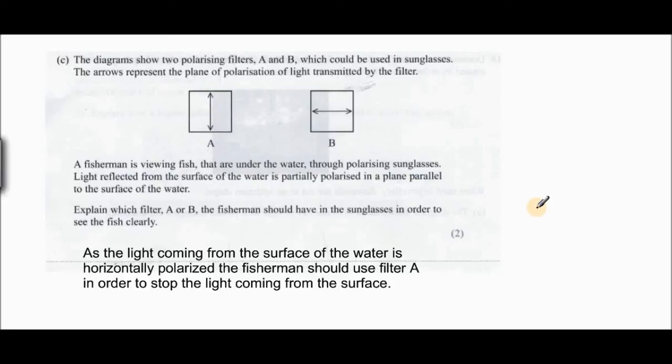As the light coming from the surface of the water is horizontally polarized, the fisherman should use filter A in order to stop the light coming from the surface.